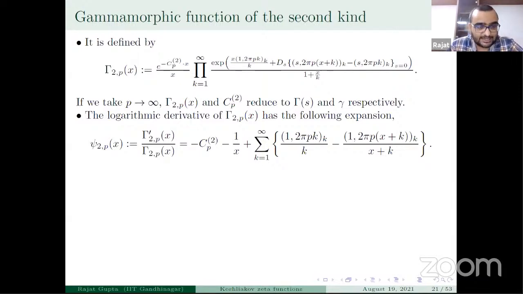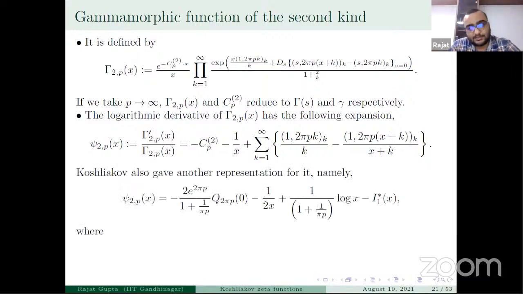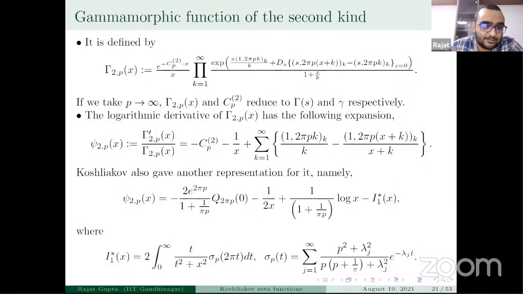It also has a generalized digamma function, which has a series representation like this, with the same property that it has poles at x equal to 0 and x equal to minus k. It also has an integral representation where I1 star of x is defined by this, and the new thing defined here is that cp of t is defined by this series. From here you can see that if you take p tends to infinity, then this thing reduces to the geometric series summing e to the minus jt, because lambda j goes to j, and that reduces to 1 upon e to the t minus 1.